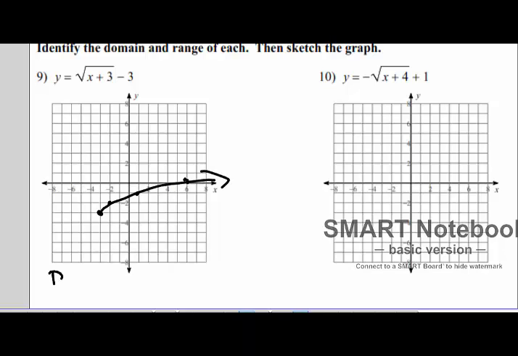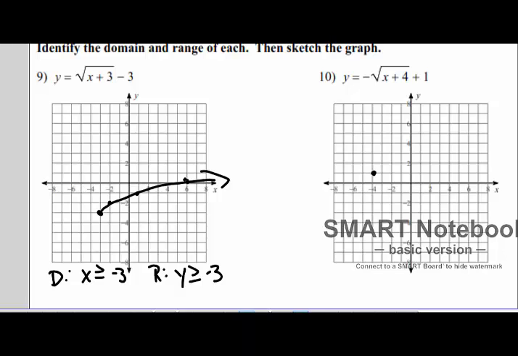So your domain here, well, this is going to be x is greater than or equal to, because it goes to the right forever, the h value, -3. And then our range, since this one's opening up, we got y is greater than or equal to -3 as well.